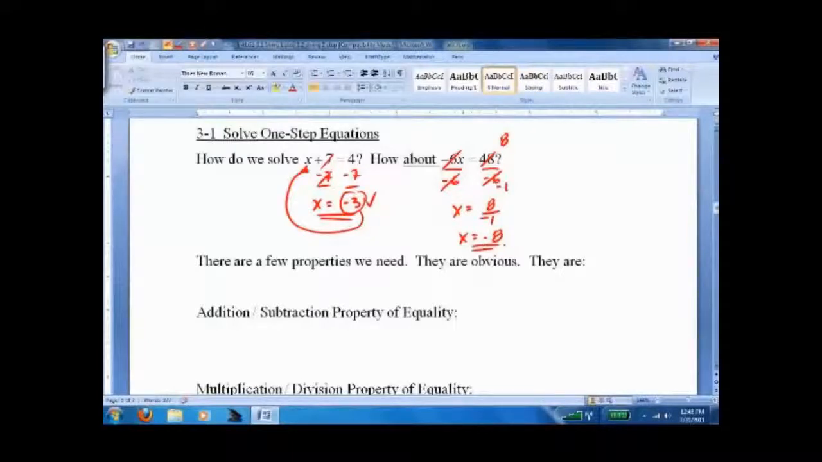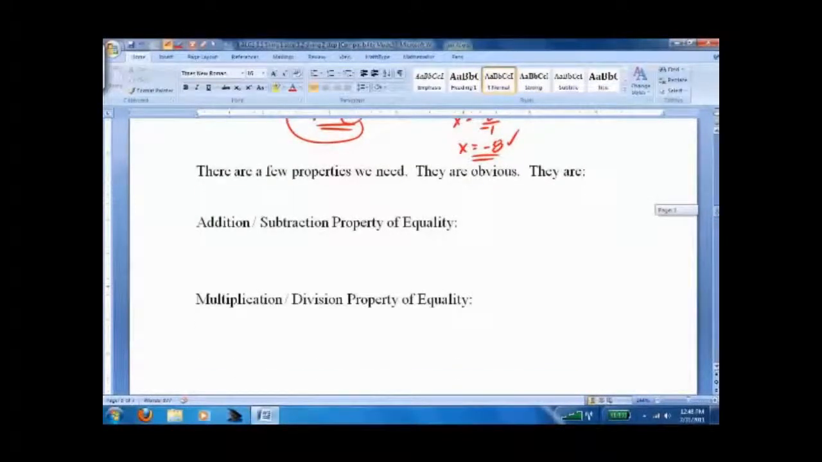Underline it, it's done, but we still got to check it. Negative 8 times negative 6 is positive 48. Looks good. So we just did the problems. That's probably what most of you need to know, but we'll talk about it real quick. There's a few properties you need to know, and this is the addition-subtraction property of equality.